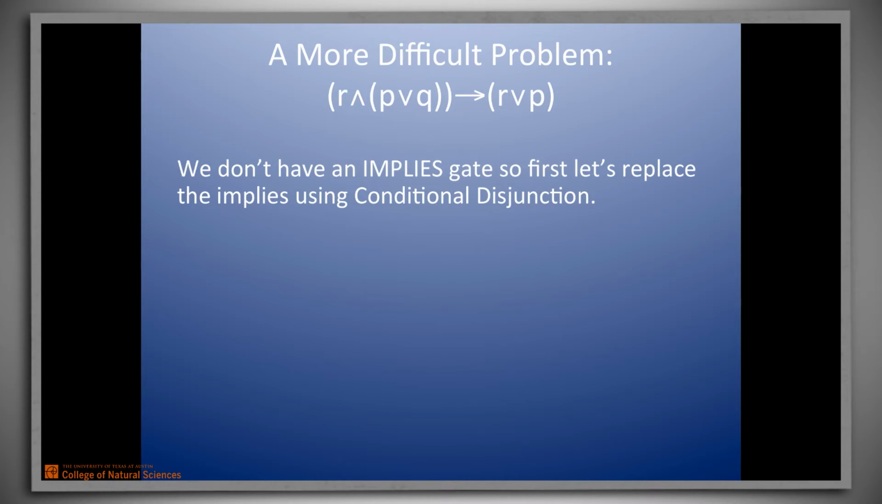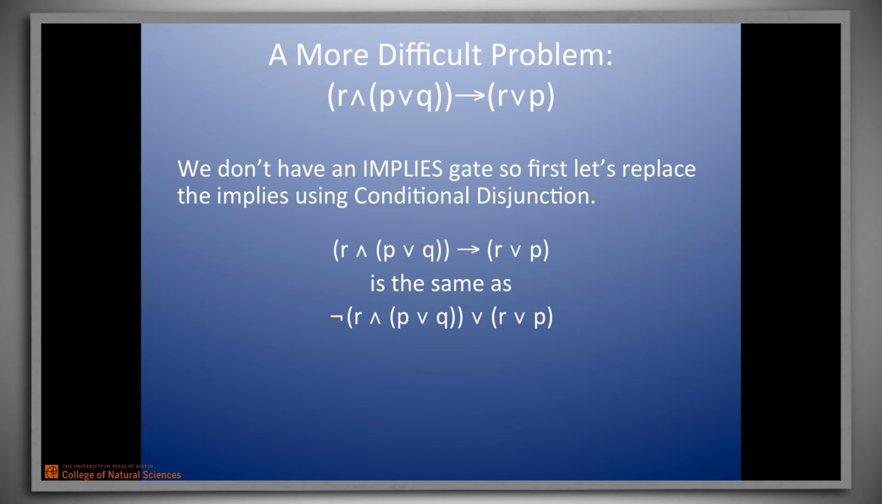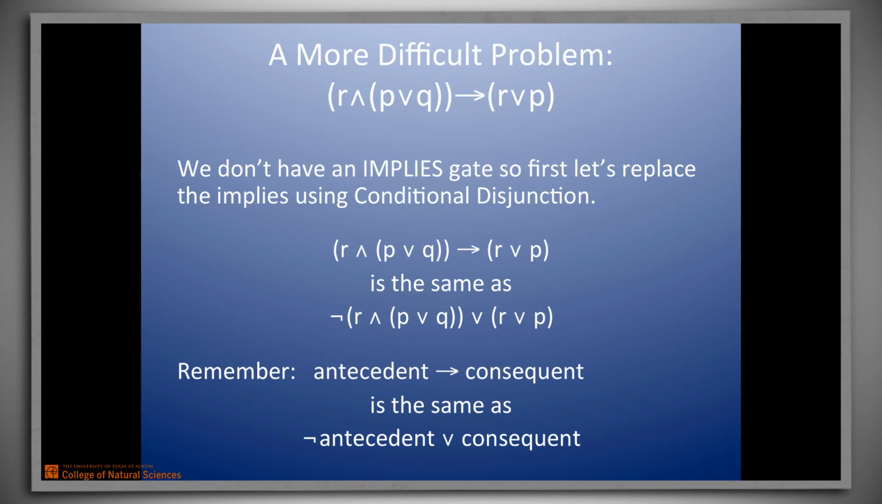Nevertheless, we know using the logical identity conditional disjunction that we can convert from an implies to something only involving ANDs, ORs, and NOTs. Let's do that at the beginning. We take the original expression and we realize it's the same as the negation of the antecedent together with the disjunction of the consequent. That is, since antecedent implies consequent is the same as not antecedent or consequent, we have here not R and P or Q, that is the antecedent, or R or P, the consequent.